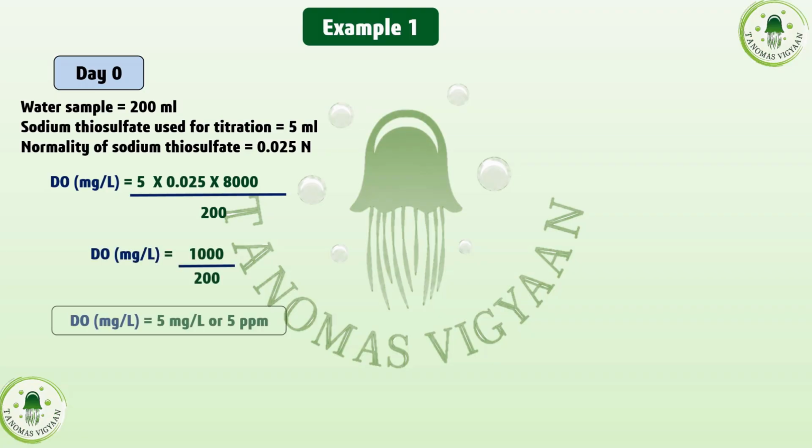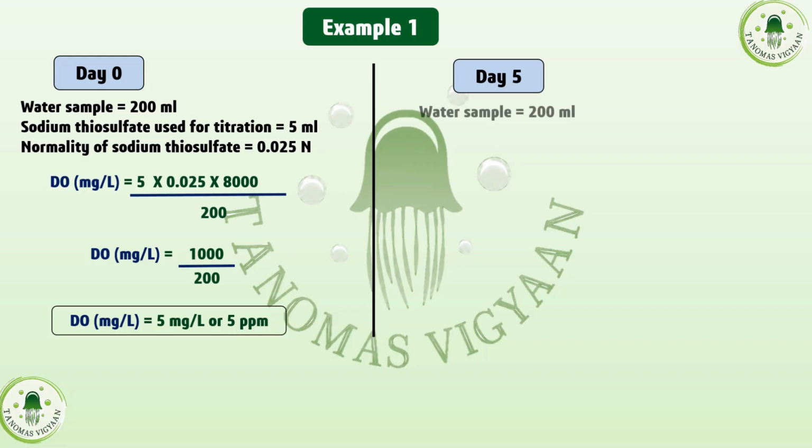Suppose you have found out that DO at the initial day was 5 mg per liter. This is your day 0 dissolved oxygen. Now you put it for incubation for 5 days, and after 5 days you take it out and do the dissolved oxygen experiment again. Let's suppose the water sample is 200 ml. You keep the water sample the same for both time periods.